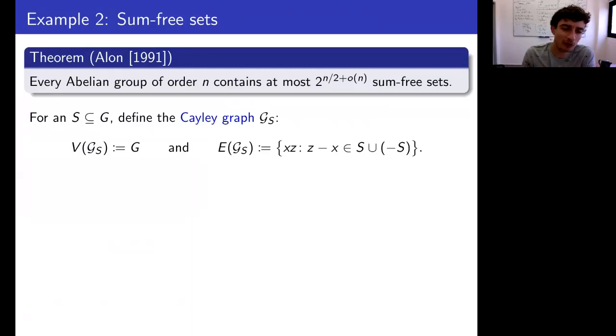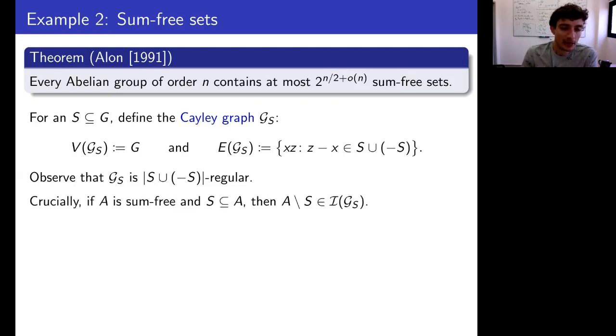However, since the definition of adjacency in a graph must be symmetric, then Z minus X could be in S, or X minus Z could be in S. So an equivalent way of phrasing it is that XZ is an edge if Z minus X is either an element of S or an element of minus S, meaning X minus Z is in S. Now, observe that this graph is a regular graph. So what is the size of the neighborhood of a vertex X? I can jump to a neighbor either by adding an element of S or subtracting an element of S. So this is |S union minus S| choices.